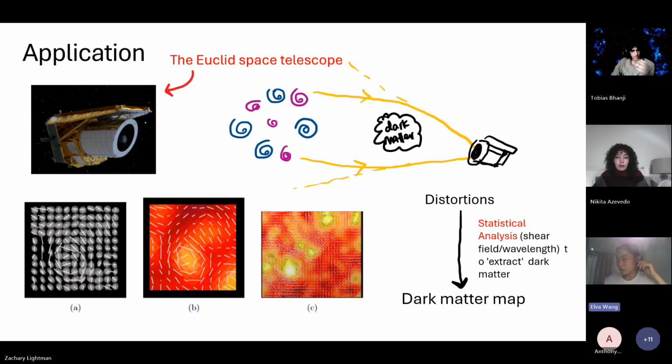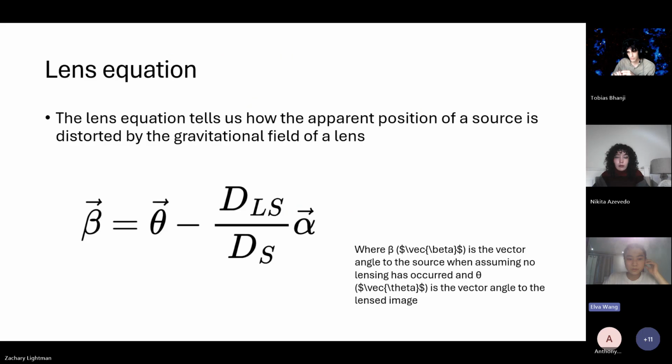This just helps scientists understand more about dark matter physics and also the cosmological model of the universe. So it's really helpful. So onto the lens equation.